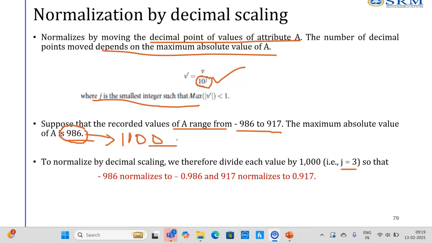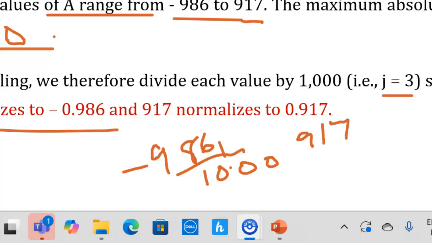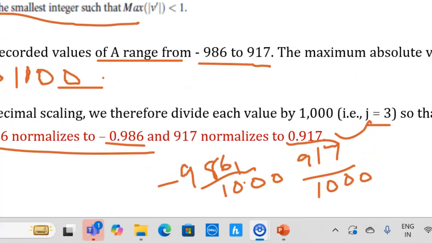So that minus 986 normalizes to minus 986 divided by 1000, and also 917 divided by 1000. So the values are normalized to minus 0.986 and 0.917. I hope everybody understood this. Thank you.